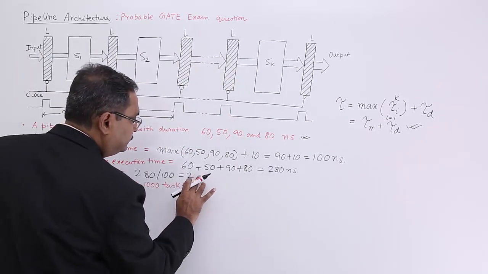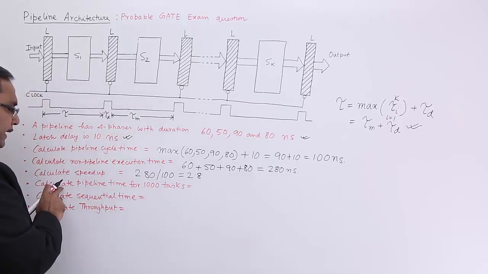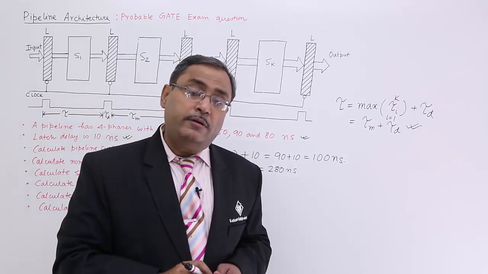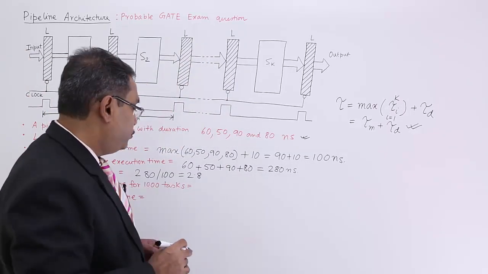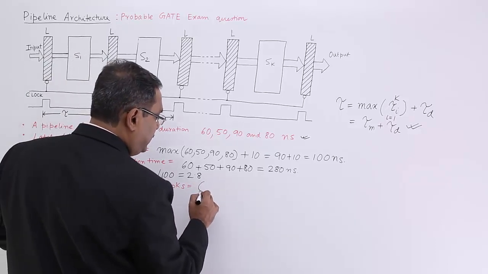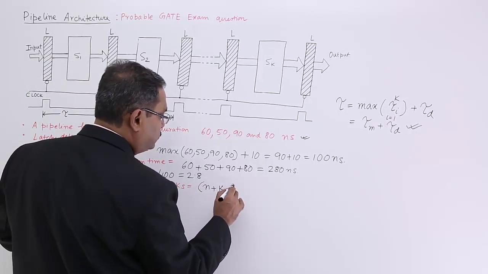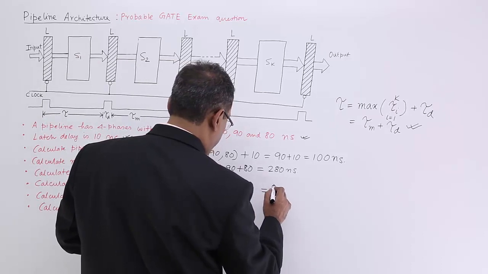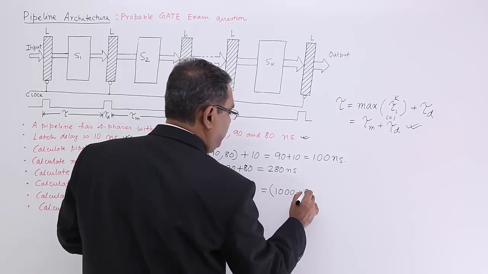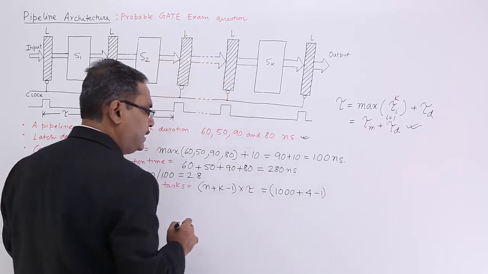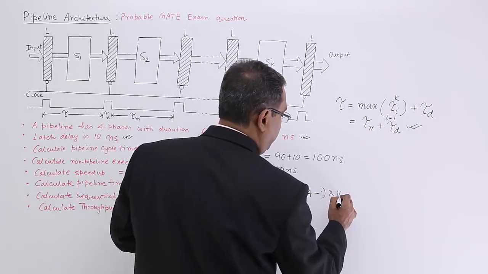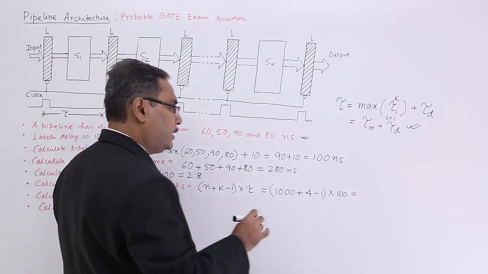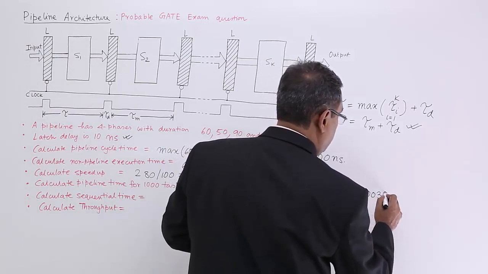Next one. Calculate the pipeline time for 100 tasks. How to do it? You know that for 100 tasks, we will have n plus k minus 1 into tau or Tp, whatever it is. If you put the values there, what is n? 100. How many phases? It was told 4 phases, minus 1, into 100. So, that is nothing but 103 into 100.